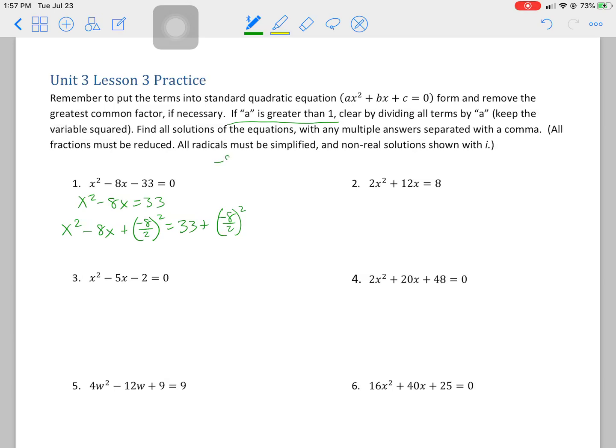And what is that equal to? -8/2 squared is what? It's going to be 16, because think about it, this is going to be the same as -4 squared. Process this however you need to get the number. So this is going to be x squared minus 8x plus 16 equals 33 plus 16. This is going to factor, so we don't want to move this stuff. We want to factor this as it is. We just went through a lot of trouble to make it a good one.